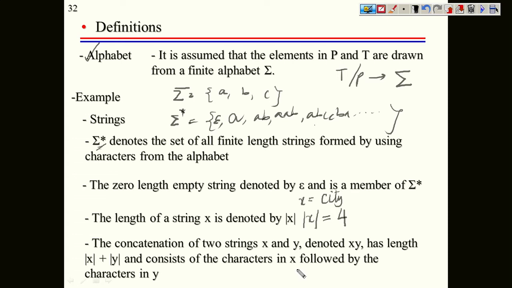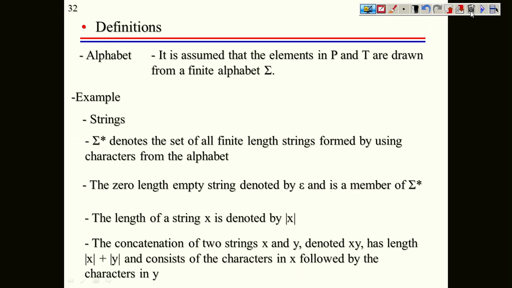So when we talk about concatenation, concatenation means the combining of the two strings in order. So if I say xy and yx, their sizes are equal but the meanings are different. When I say the size of xy equals the size of yx, then this is true, but when I say xy equals yx, then this is not true.